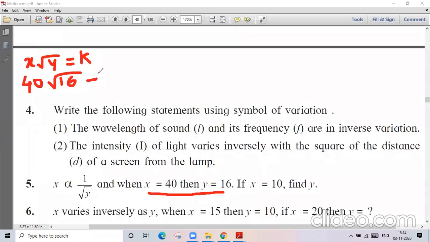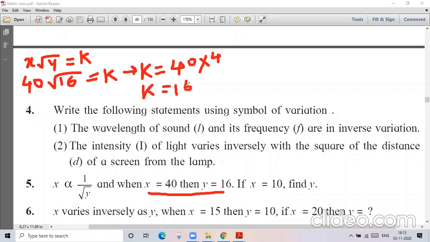That means k is equal to 40 into the square root of 16, which is 4. That is 40 into 4, so k is equal to 160. Right? Now we have to find out, if x is equal to 10, then y is equal to how much?